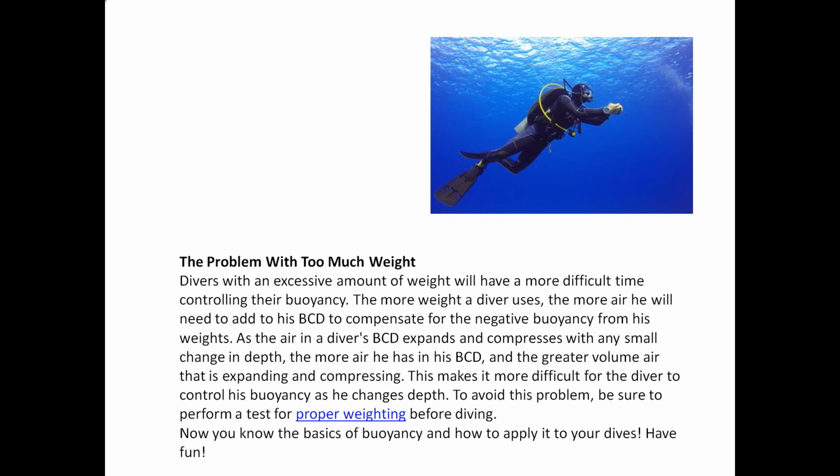To avoid this problem, be sure to perform a test for proper weighting before diving. Now that you know the basics of buoyancy and how to apply it to your dives, have a great dive!